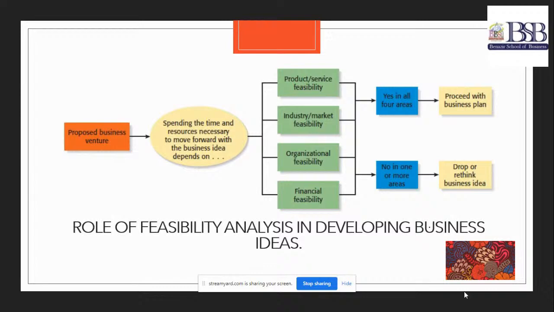So this is how we will conduct our feasibility study. First of all, we'll see that four components are written and it's a flow chart that if you have a proposed business venture, there are different feasibility plans: product or service feasibility plan, industry, organizational and financial feasibility plans. If all four areas are met, if all four feasibility plans give you a green signal, only then proceed with the business plan. If any of these feasibility components does not meet the requirement and gives you a red flag, please do not proceed with the idea, but rather revisit it, and think about it again. What changes or alterations can I make to my existing business idea?